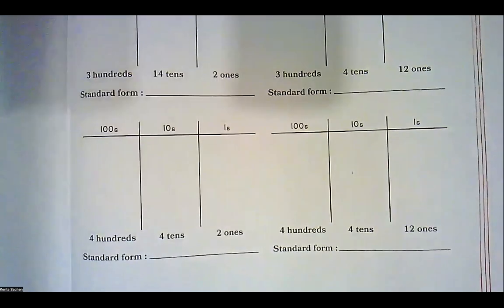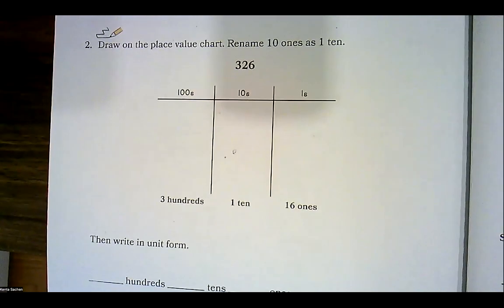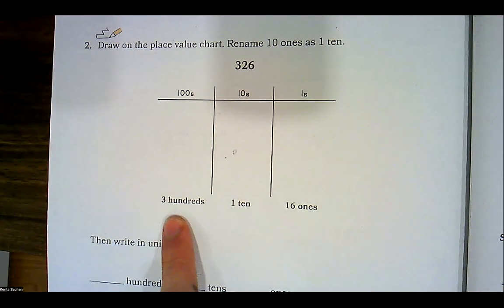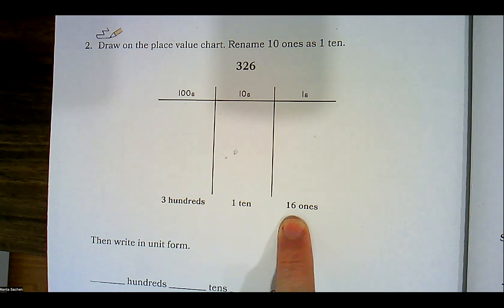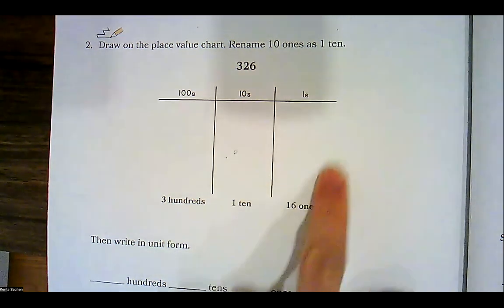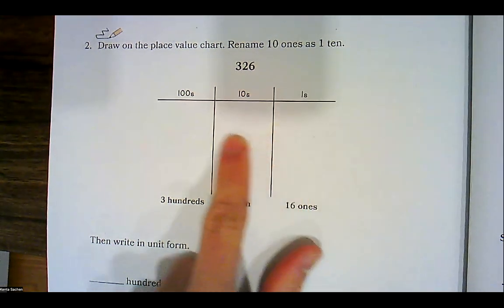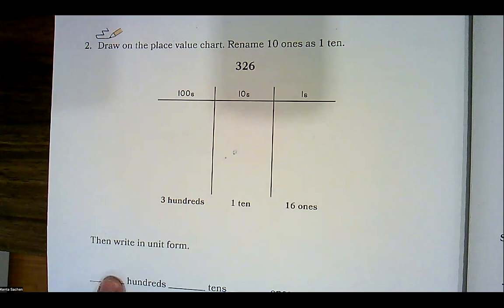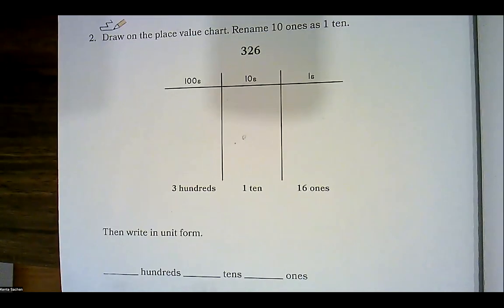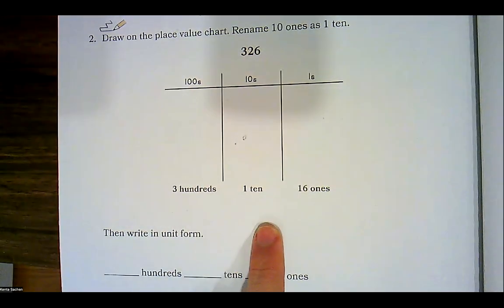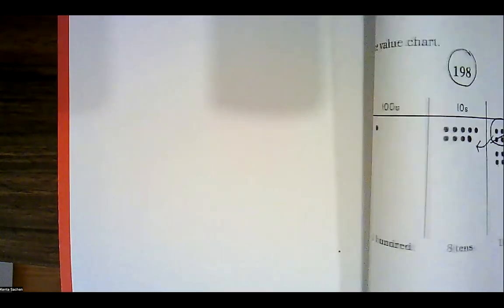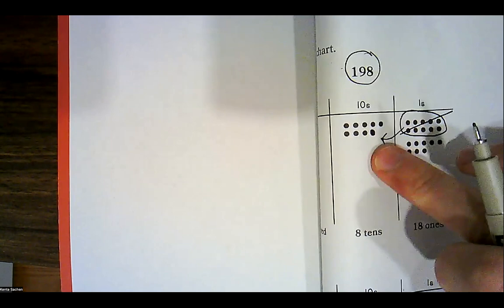And now let's get the next page. Okay, so for question 2, it says to draw on the place value chart 300s, 110, and 16 ones. I want you to draw 16 ones first, but then remember that you can't have more than 10, right? So you're going to take 10 and move it to the tens. And then write down at the bottom here, how many hundreds you have, how many tens you have, and how many ones you have after you make the change. Just like we did on the first page, right? I want you to circle 10 and move it to the tens.